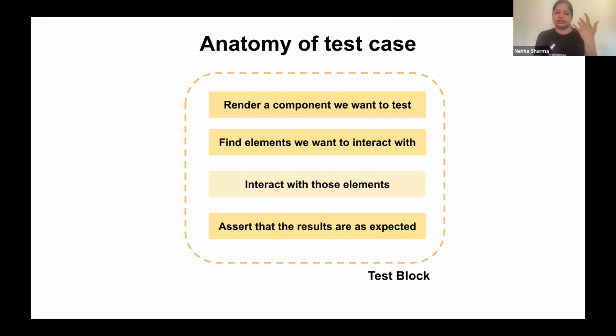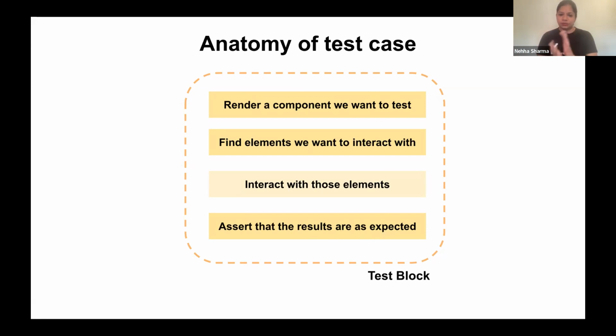Second step would be finding that element. Third step would be interacting with those. So basically, if it's a button, you want to click it. If it's a tag where you want to check whether the routing is happening or not, you want to check the href or the route of that thing. And the last would be you need to assert what you want this particular element to do. For example, for a button, I want the content to be "click me". So that would be my assert statement. And these 4 steps will make your test block.